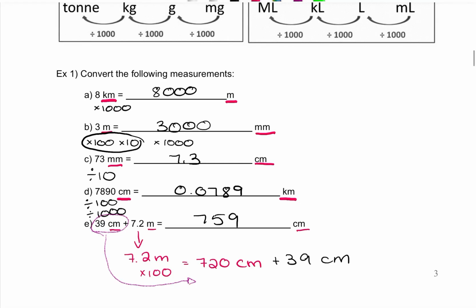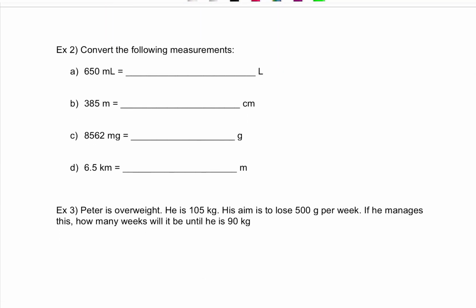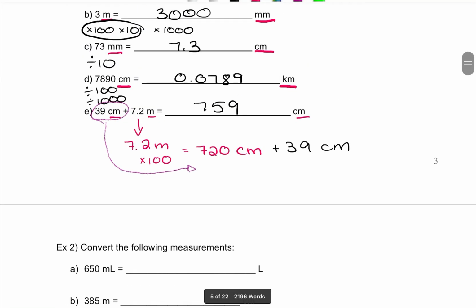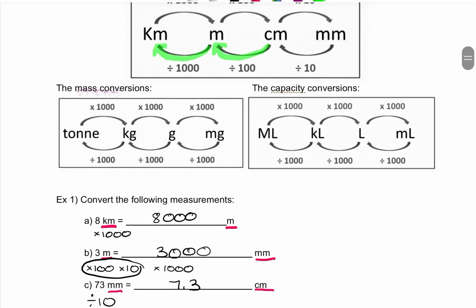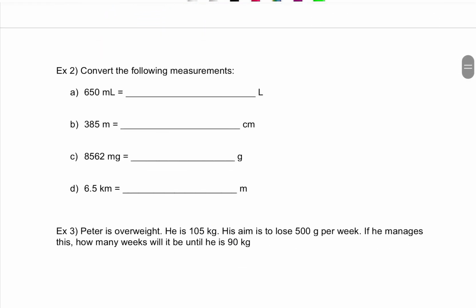All right, let's look at example 2. Convert the following milliliters to liters. So now we are going to look at the chart that has ml and L's on them. We're going from milliliters to liters, so we are dividing by 1,000. So 650 divided by 1,000 is 0.65 liters. Okay.